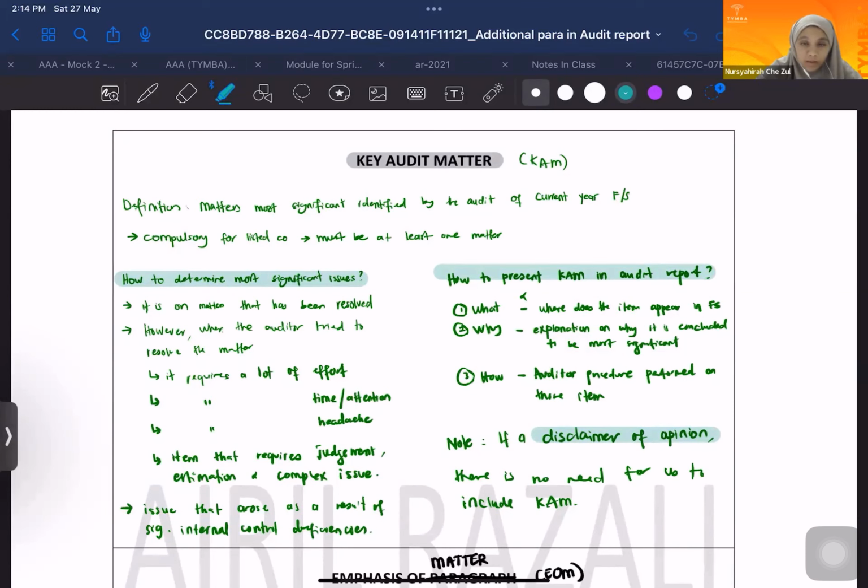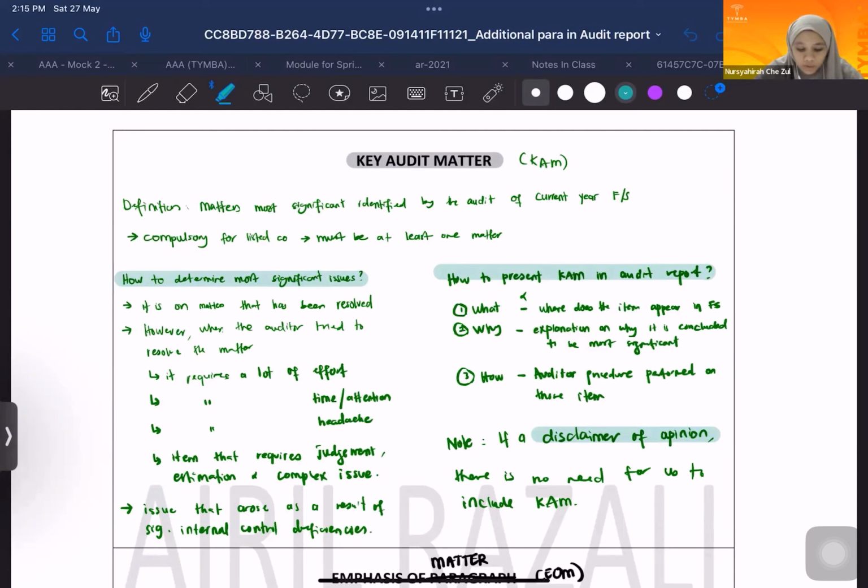However, you must bear in mind that matters included in this KAM must be matters which your client has done correctly. Yes, it's difficult to audit, but at the end of the day, you managed to audit that account, and your conclusion is that the account is fairly stated, meaning there is no misstatement. That account shows a true and fair view. So you include that in the KAM.